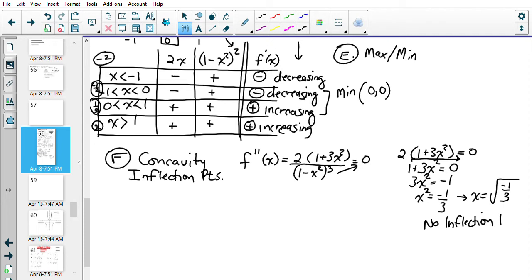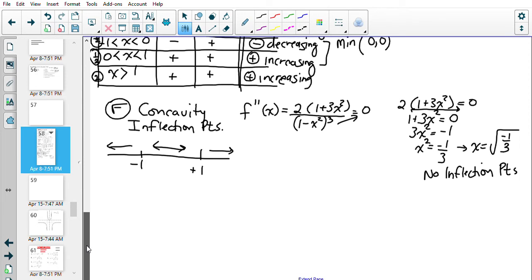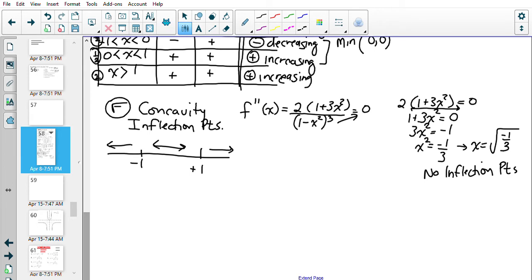So just because there's no inflection points, though, doesn't mean that we can't test concavity. We can still test concavity left and right of our intercepts, the negative 1 and the positive 1 that we found before, our asymptotes. We have an asymptote at negative 1. We have an asymptote at positive 1. And we're still going to test on intervals in between those asymptotes and on either side of it to see where it is concave up and where it is concave down.